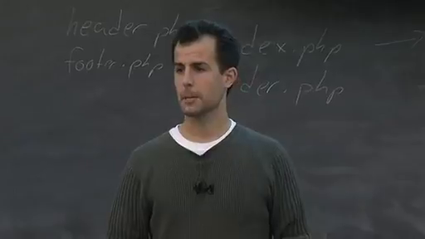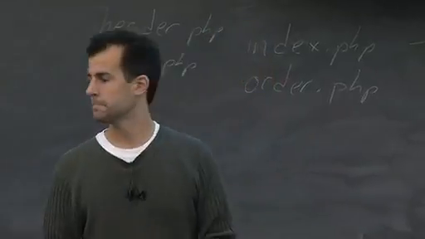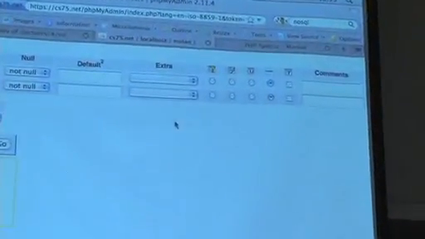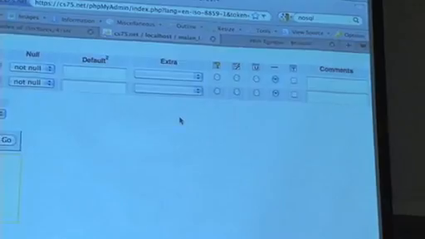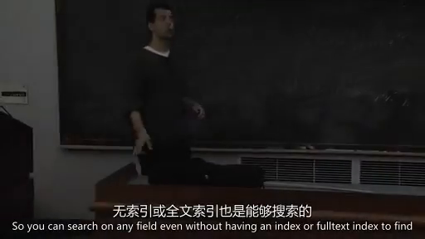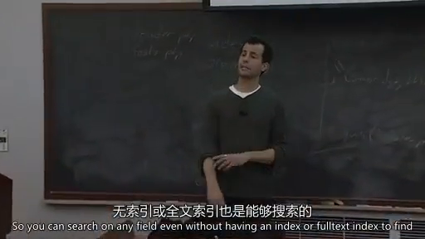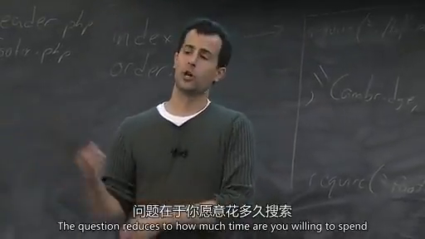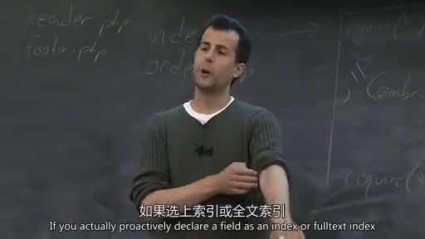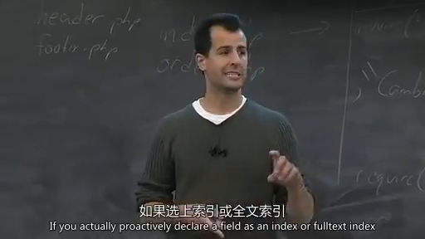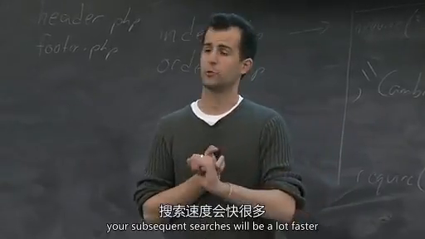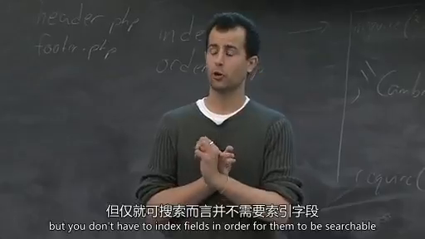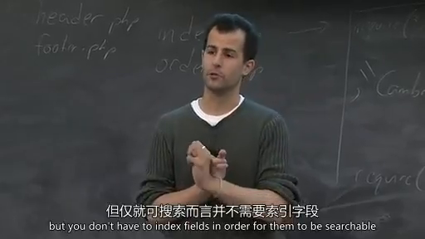You mentioned the text data type, and then the last thing you could check, full text. What is the difference between those? Because I thought the text data type also had some searching functionality. So you can search on any field even without having an index or full text index defined. The question reduces to how much time you are willing to spend. If you proactively declare a field as an index or a full text index, your subsequent searches will be a lot faster, but you don't have to index fields in order for them to be searchable.